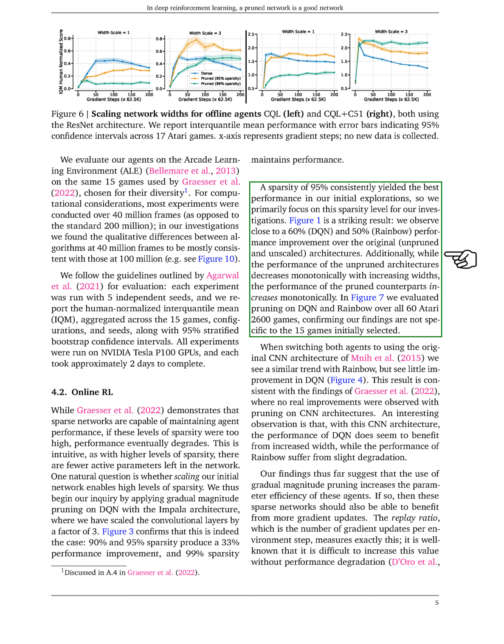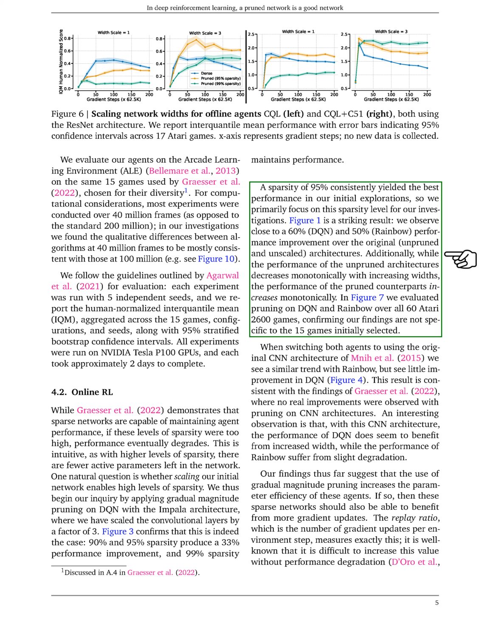We observed a remarkable improvement in performance when comparing the pruned and scaled networks to the original, unpruned, and unscaled architectures. Specifically, we saw up to a 60% improvement for DQN and a 50% improvement for Rainbow, another RL algorithm. Unlike the unpruned architectures, whose performance decreased with increasing network size, the performance of their pruned counterparts improved. This trend was confirmed across all 60 Atari 2600 games, indicating that our findings were not limited to the 15 games initially selected.